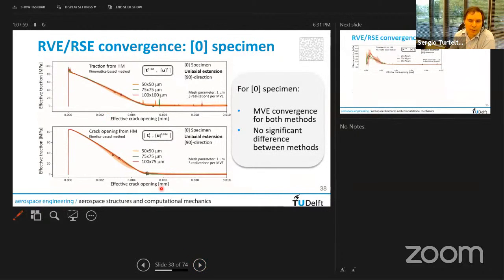So here the conclusion was that we did have a convergence for the microscopic volume element for both methods, and there were no significant differences. So in this context, everything seems to be all right.